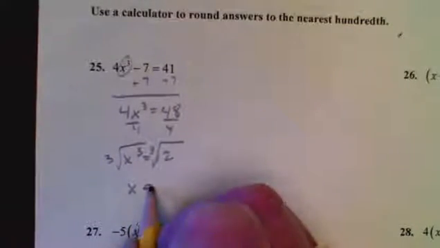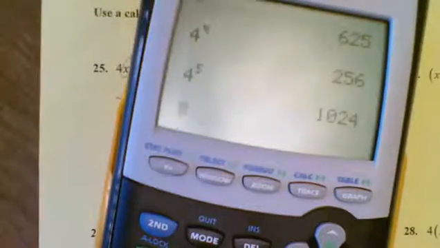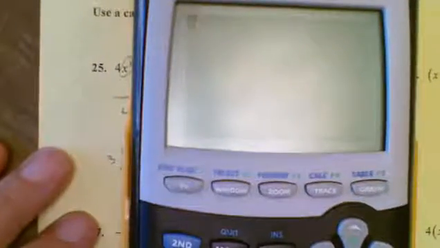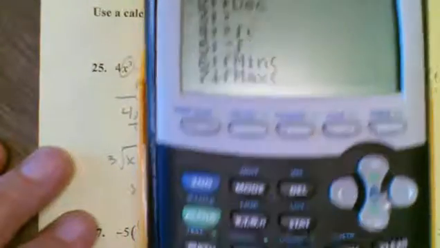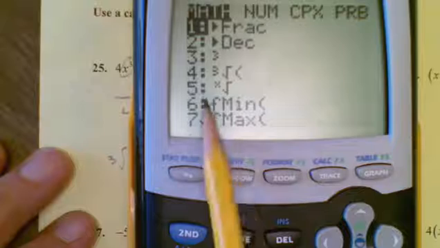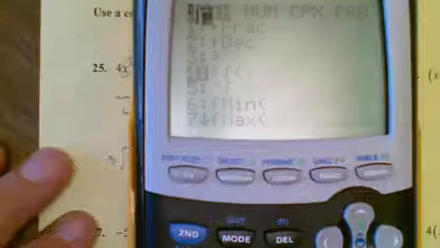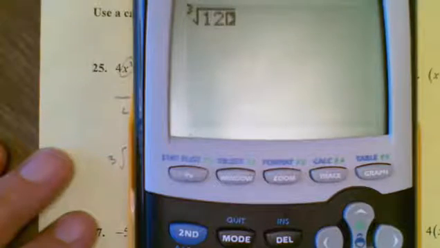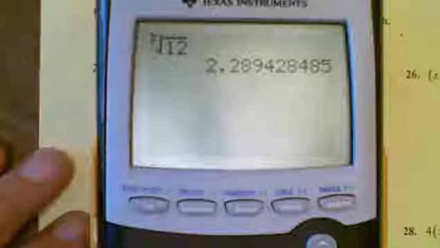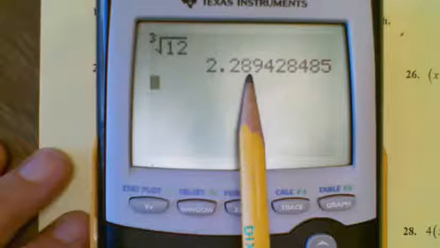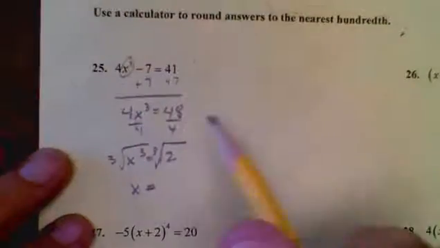So I need to take the cubed root of 12. Just to make sure you know how to do that on your calculator, the cubed root is under math. If you hit the math button, you should see this screen. Cubed root is right there. So I'm just going to go down to number 4, take the cubed root of 12. It does say to round to the nearest hundredth, so I get 2.29. I have to round that number to the nearest hundredth. So 2.29.